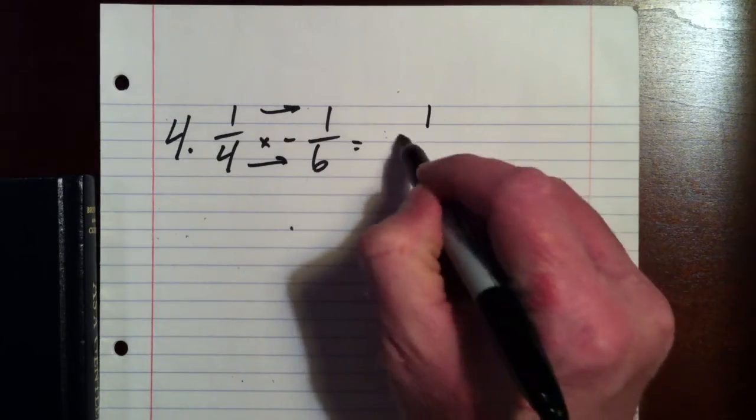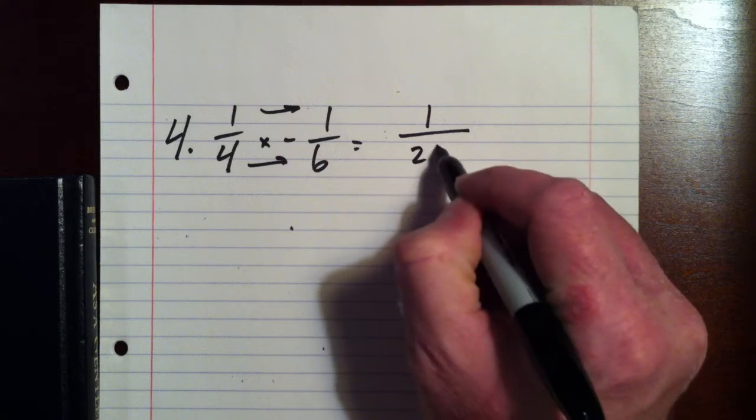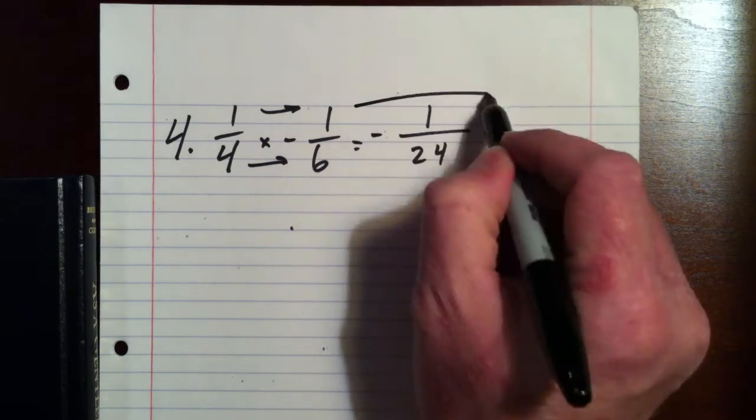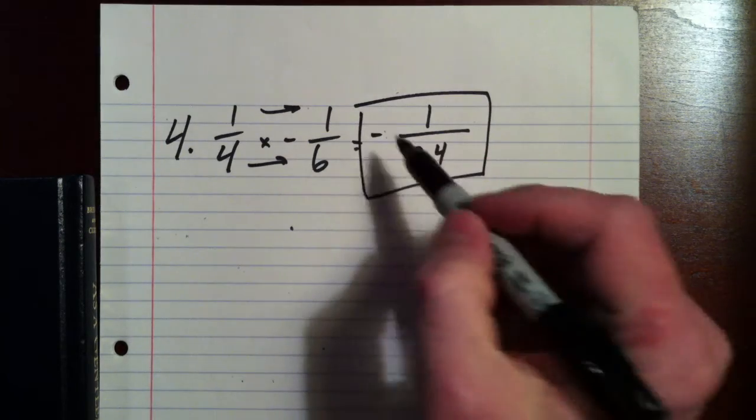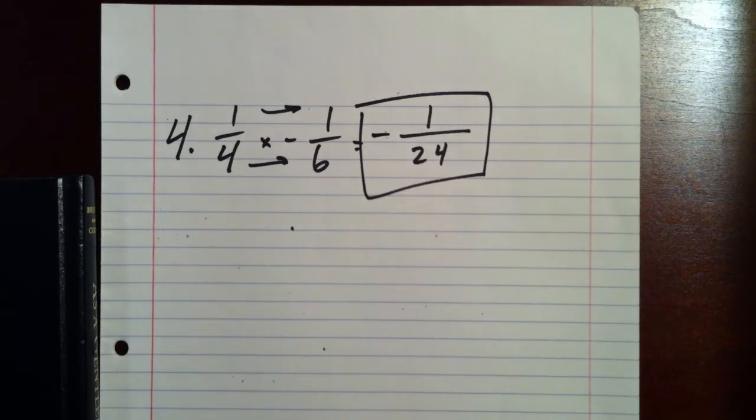1 times 1 is 1. 4 times 6 is 24. The answer is going to be negative. The answer is negative 1 over 24.